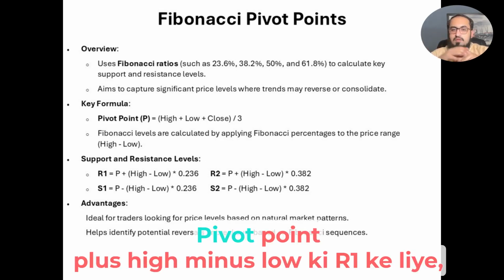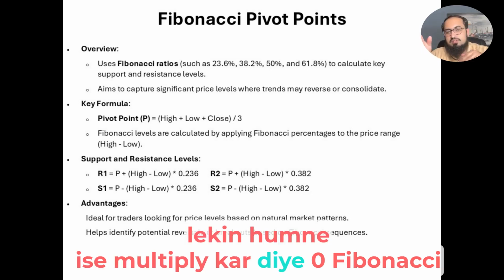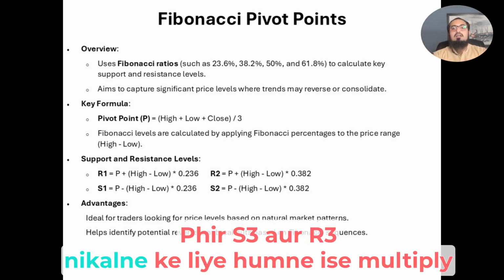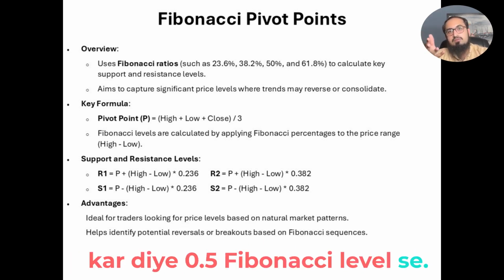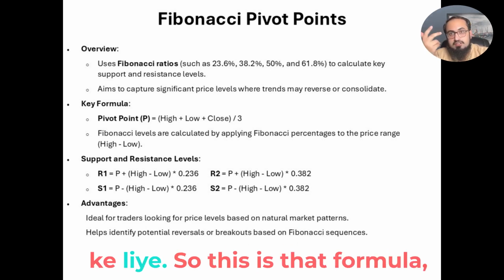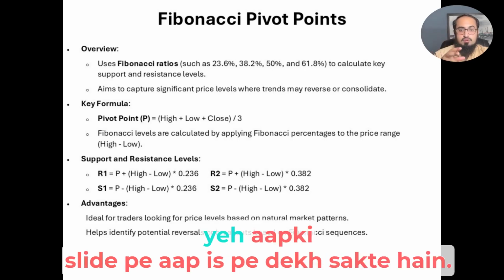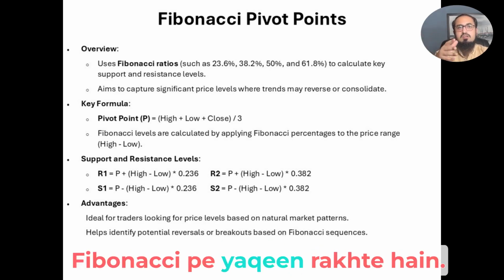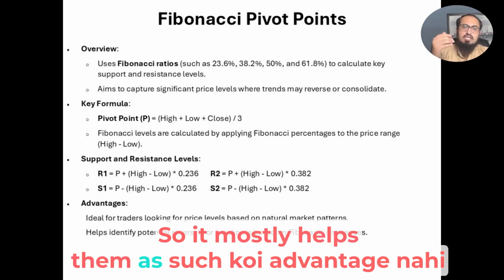For R1 using Fibonacci, we took pivot point plus high minus low, but we multiplied it by the 0.236 Fibonacci level or 0.382 Fibonacci level. Then to calculate S3 and R3, we multiplied it by the 0.5 Fibonacci level. Similarly, to calculate R4, we used the 0.618 Fibonacci level. So this is that formula. You can see this on your site. So basically, this is helpful for those who trust Fibonacci more, who believe in Fibonacci. So it mostly helps them.